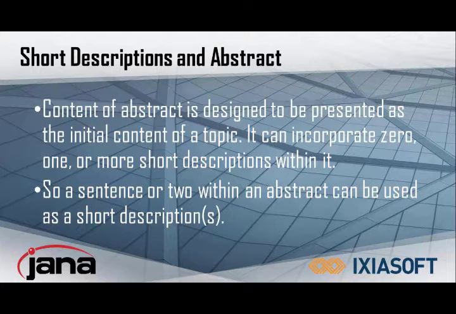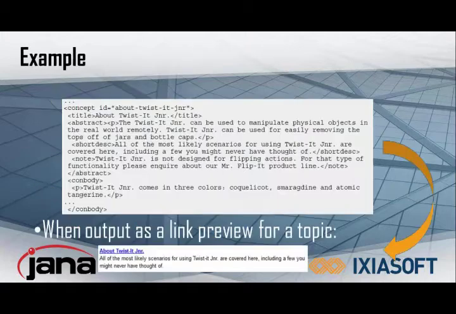Okay. So the way this actually tends to work is that you write an abstract. An abstract tends to be a longer summary, so to speak, of what the information within a topic is. And the idea is that instead of having to create a new short description for the topic, you essentially take a sentence or two from this abstract, and then you wrap it in short description tags, and that then becomes displayed as a short description. Okay, next slide, please.